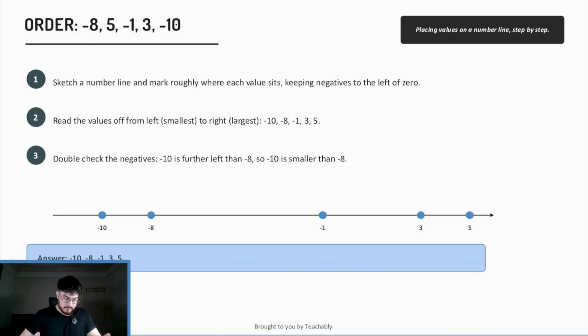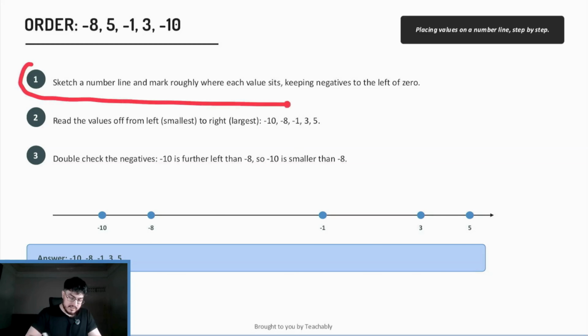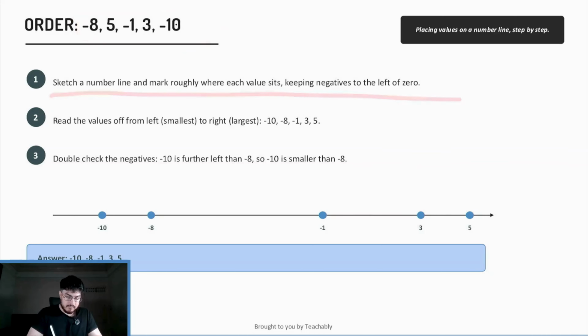We're being told to order -3, -8, 5, -1, 3, and -10. So the first thing is, if we're being told to order a bunch of negative and positive numbers, sketch a number line and mark roughly where each value sits, keeping negatives to the left of 0. They've already given us a nice diagram. I'm just going to put a little 0 there. That's how I would start off.